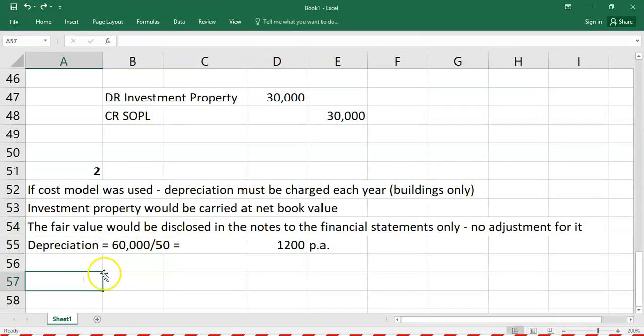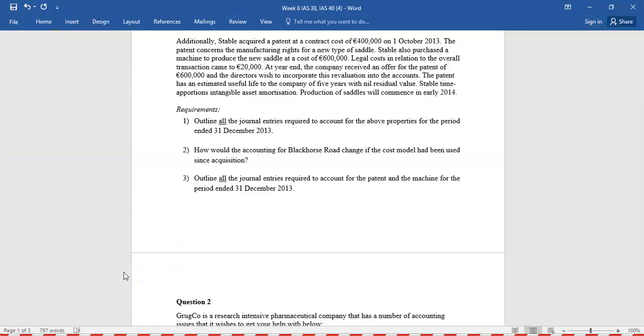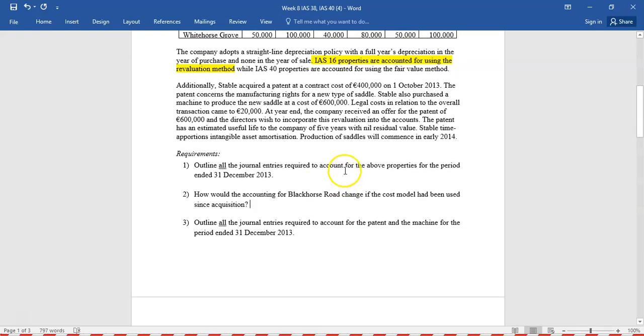So the last part of this question 1 is part 3. And this is asking you outline all the journal entries required to account for the patent and the machine for the period 31st December 2013. So you acquired a patent at a contract cost of 400 grand on the 1st of October. It's for manufacturing a new type of saddle, and they also purchased a machine to produce the new saddle at 600,000. Right. Legal costs came to 20,000, and at the year end, the company received an offer for the patent of 600 grand, and the director wants to put in that valuation at the year end.